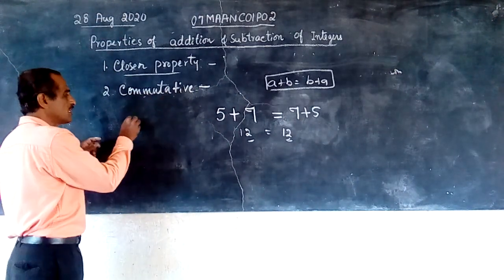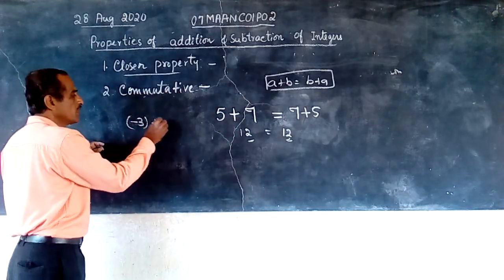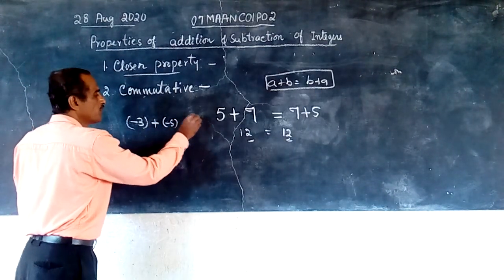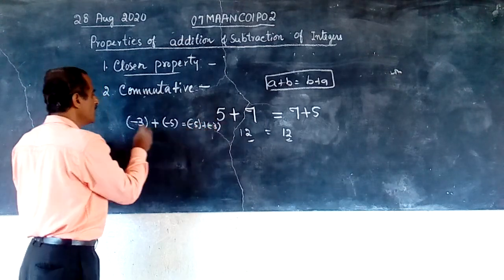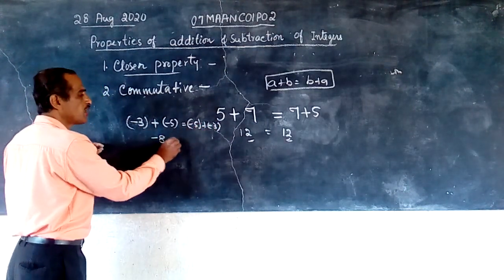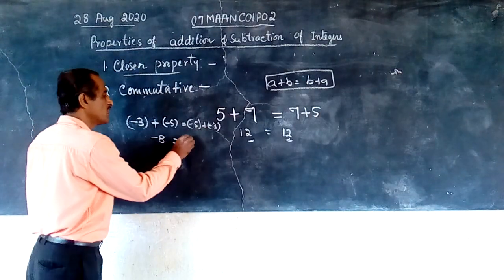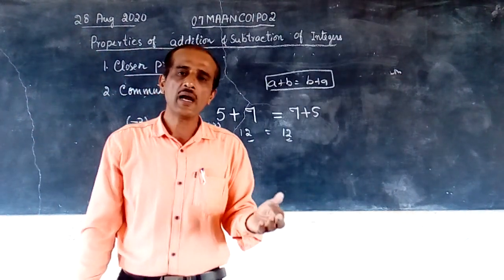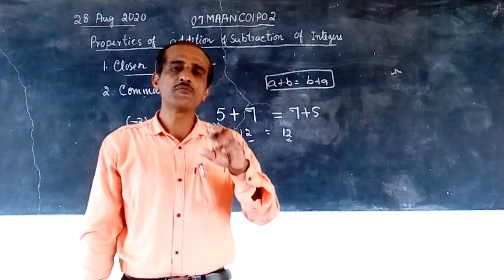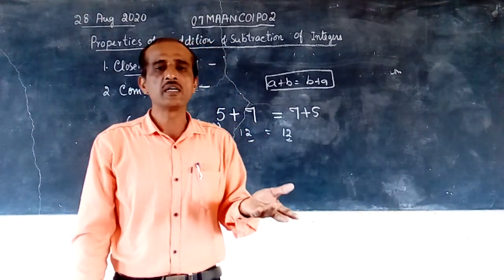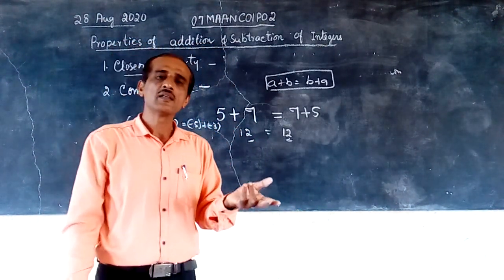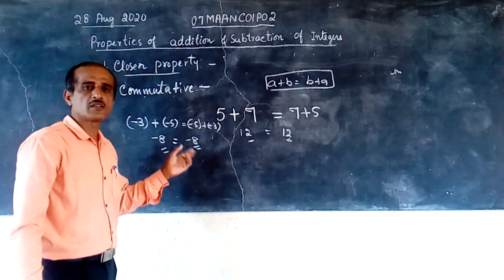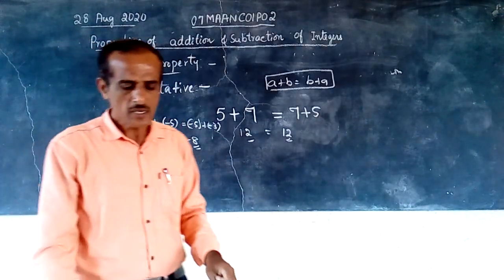Let us take any negative integer, say minus 3 plus minus 5. Minus 3 plus minus 5 is equal to minus 5 plus minus 3. Is it correct? See, minus 3 plus minus 5 is equal to minus 8. Minus 5 plus minus 3 is also minus 8. So, if you add any two integers and if you reverse the order of the integers and add, it gives the same sum.